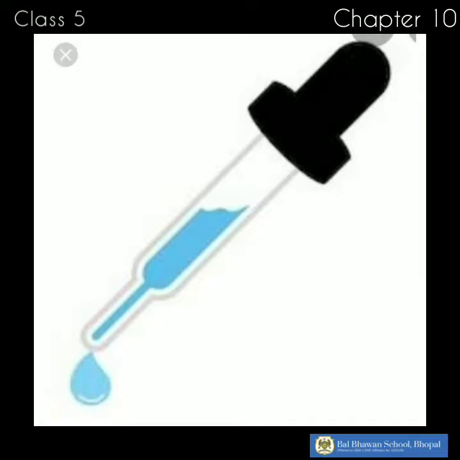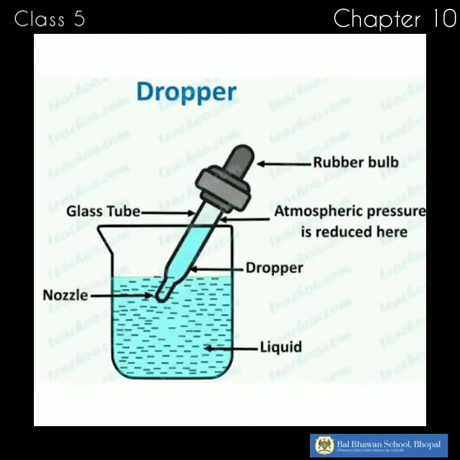Now identify this. This is a dropper. You might have seen it many times. We fill ink with it or we use some droppers for medicines also. How does the medicine get filled in the dropper? Yes, think about it. Let us discuss. When you press the rubber bulb, the pressure inside is reduced and outside the pressure is more. So, the liquid will go from higher pressure to lower pressure and it will get filled inside the dropper. This is another use of air pressure. I hope you have understood.